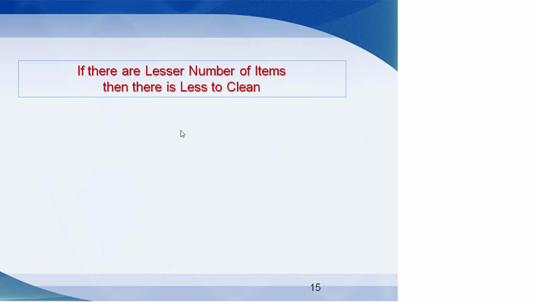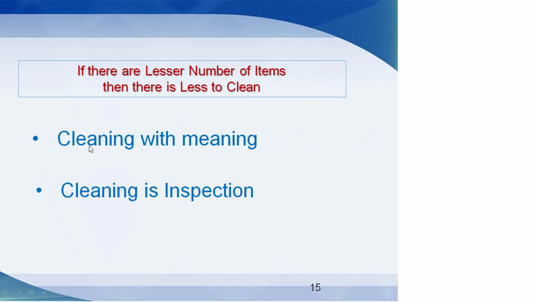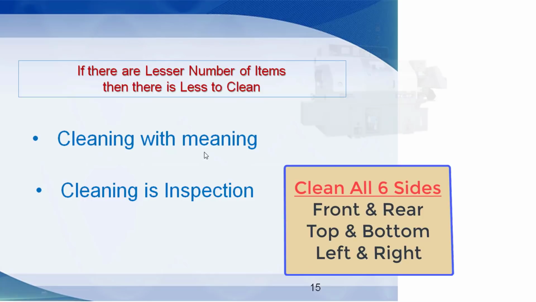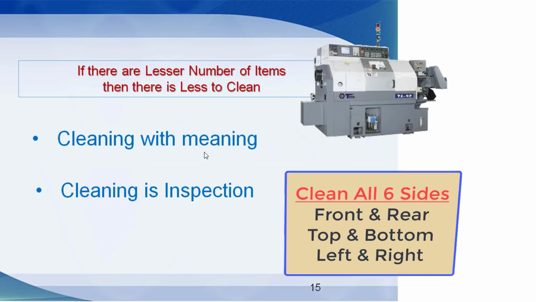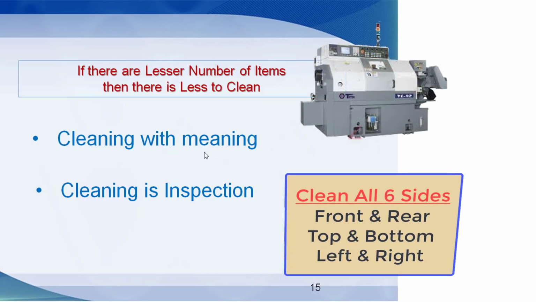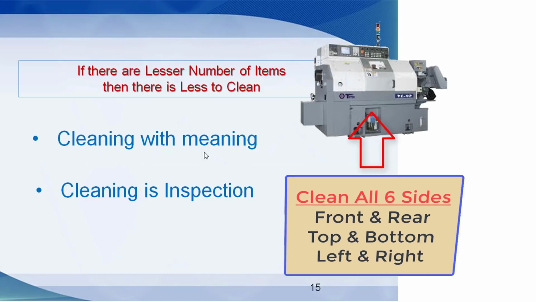Friends, there are some basic principles for making the area clean and tidy. If you have fewer items, it will take less time to clean and it will be easier to manage them also. And when we talk about cleaning, it means cleaning with meaning. And when we are cleaning, we should be cleaning all the 6 sides of all the equipment. That means front, rear, left, right, top and bottom. All the 6 sides, we should be cleaning them.